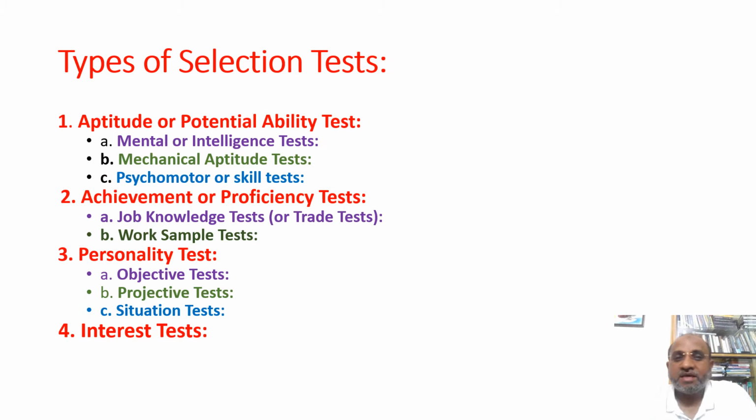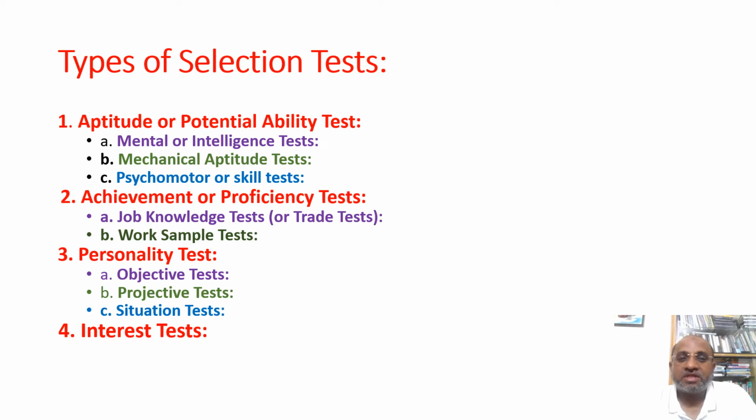So basically, there are different types of tests. Let me mention them in the initial stage and then we will explain in detail. So first one is about aptitude or potential ability test. Under this, there are three categories: mental or intelligence test, mechanical aptitude test, and psychomotor or skill tests.